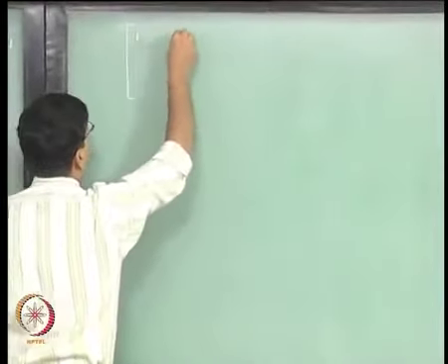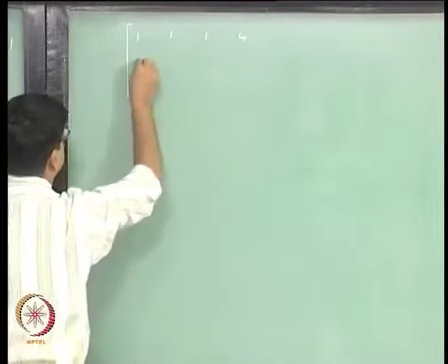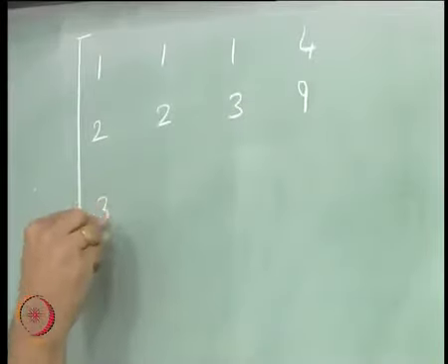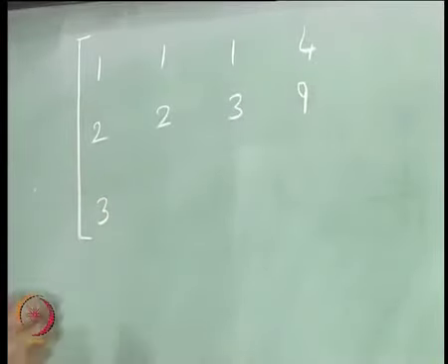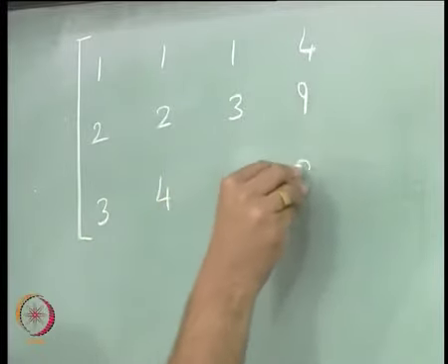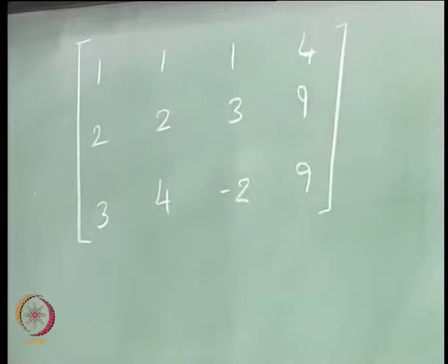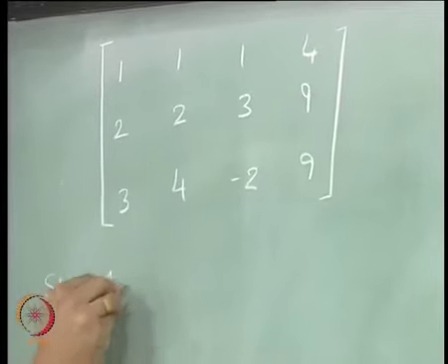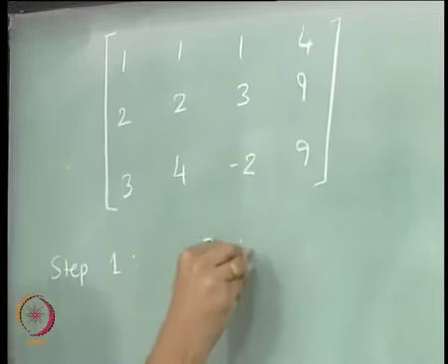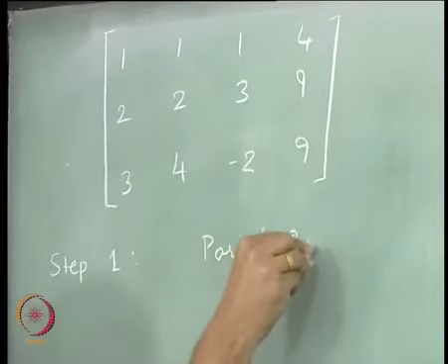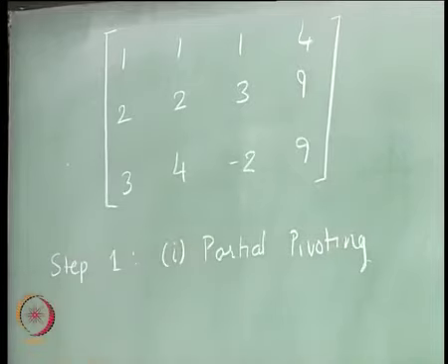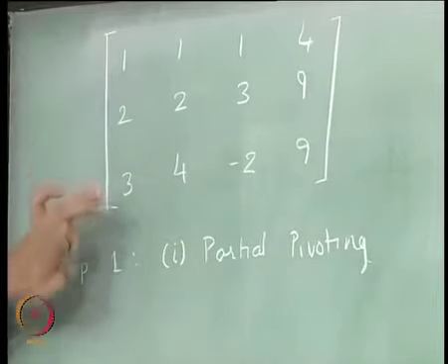It was 1 1 1 4, 2 2 3 9, and 3 4 minus 2 9. Okay. So, this is our A comma B matrix, and our step 1 is partial pivoting. Okay. And in partial pivoting we will look at the first column.